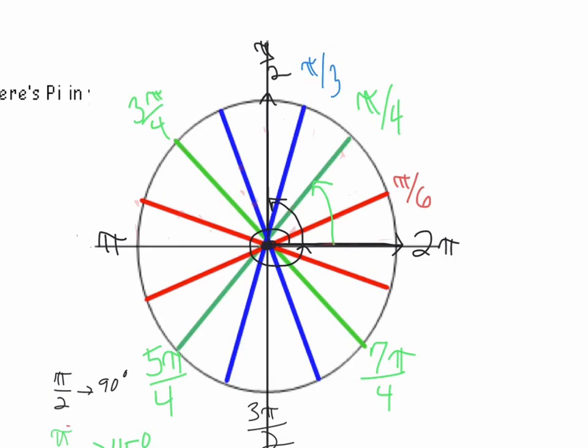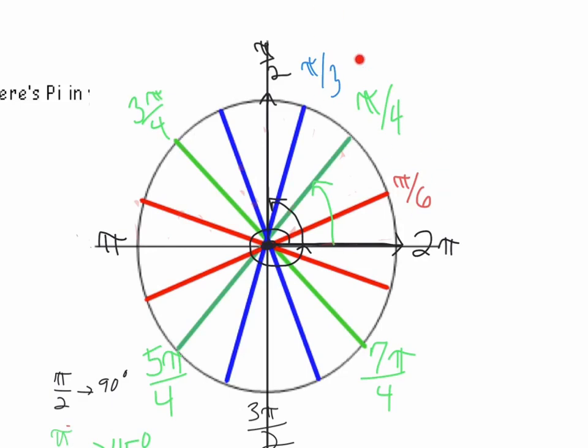So this guy here is 1 pi over 6. This guy here is 2 pi over 6. This guy here, we could say it's 3 pi over 6, because 3/6 is a half. So 1 pi over 6, 2 pi over 6, 3 pi over 6. Yeah, this would be 4 pi over 6, but would we write 4/6? No.